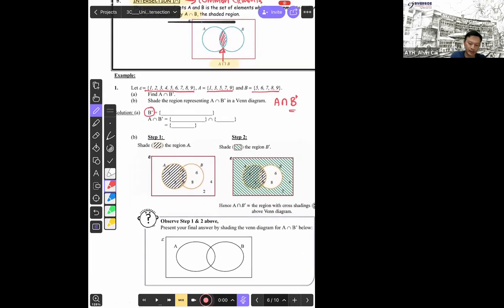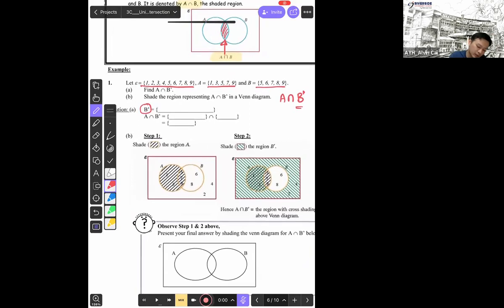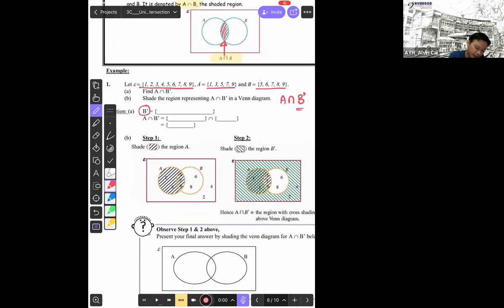So what are the numbers? B is 5, 6, 7, 8, 9. So the complement will be anything that's outside of 5, 6, 7, 8, 9. Therefore the answer will be 1, 2, 3, 4. So these 4 over here.